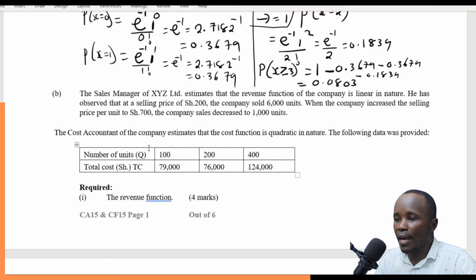The cost accountant of the company estimates that the cost function is quadratic in nature. The following data was provided.